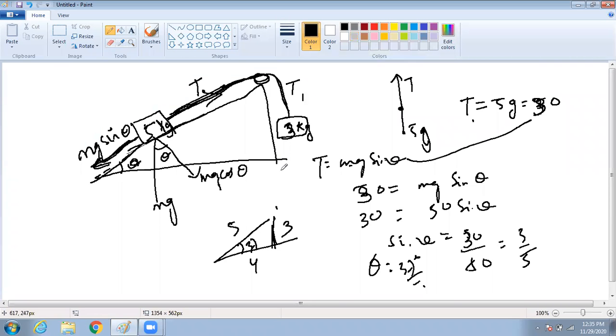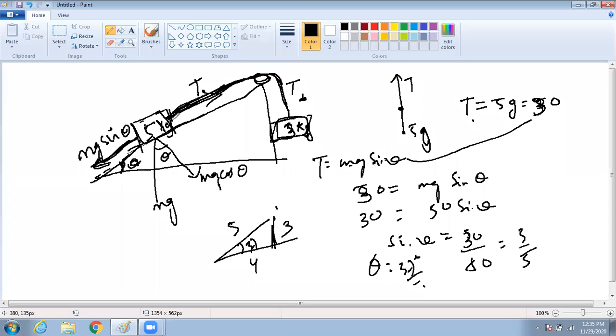Yesterday we had given a problem. We have to find out what is the problem. There is a mass of 5 kg here, and another mass of 3 kg here, and you have to find the theta. And this is a string which is going over a pulley. So this is 3 kg, this is 5 kg.